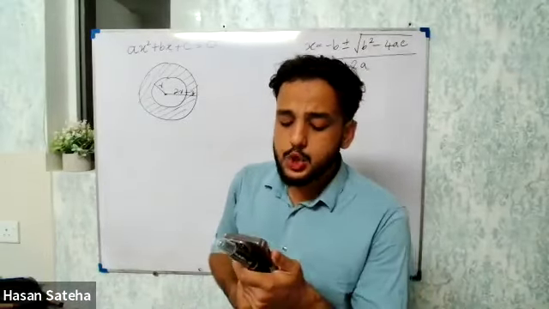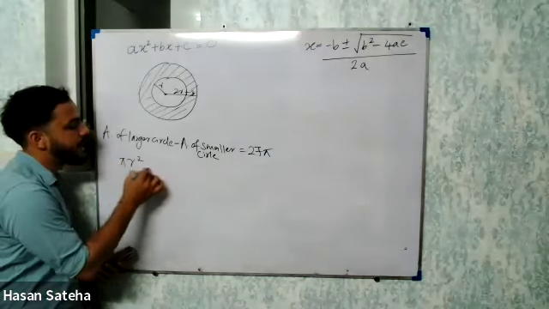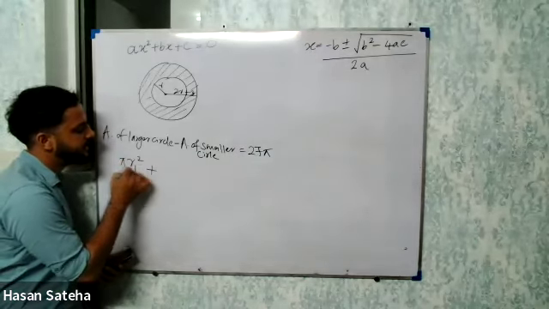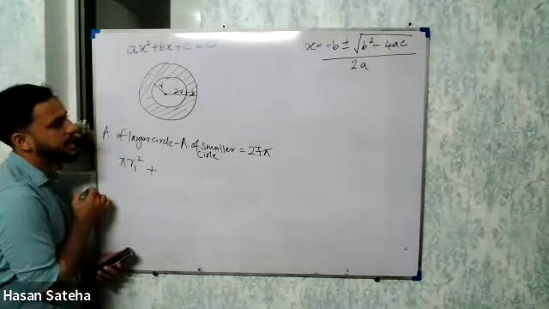Equation for area of a circle. Is it 2 pi r or pi r squared? Pi r squared, right? So pi r squared plus, let's say, the large circle R1, the other circle R2, that is equal to 27 pi. I have put R1, R2 to show that the radius is different.